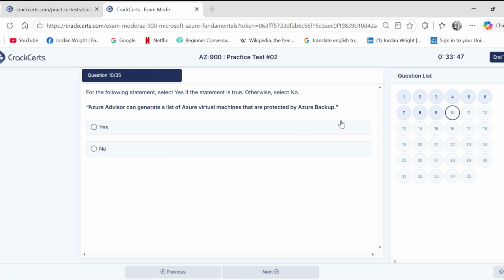So, Azure Advisor does not generate a list of virtual machines protected by Azure Backup. Its purpose is to provide recommendations for improving performance, reliability, security, and cost efficiency across our environment. So it can't. It doesn't.